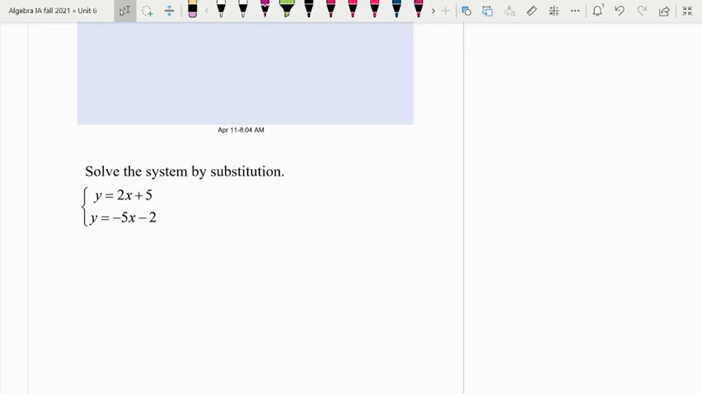All right, on this one, they both say y equals and y equals. So I'm going to circle this y equals and substitute in for that y. So negative 5x minus 2 will equal 2x plus 5. So now you have an equation of only x's and numbers. So I'm going to add 5x to both sides, solve for x.